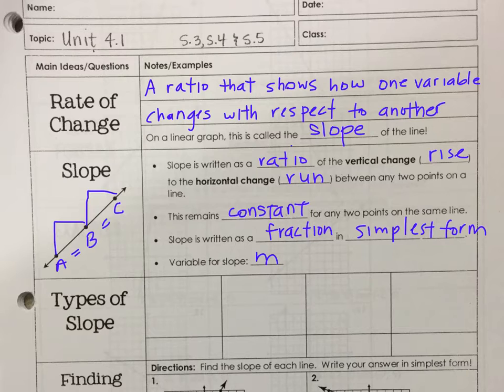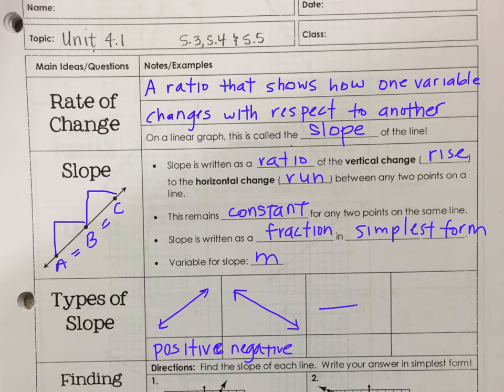There are 4 types of slope. I have a positive slope where it's going up on the y-axis and over to the positive on the x-axis. I have a negative slope where, while it's going to the positive on the y-axis, it's going down to the positive on the x-axis. It looks like that.